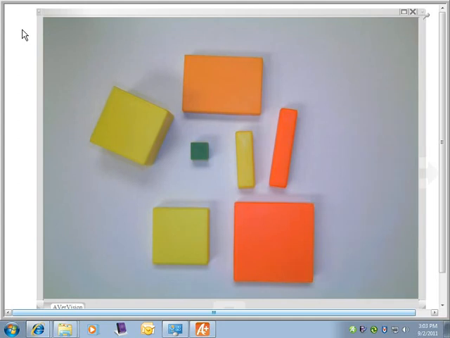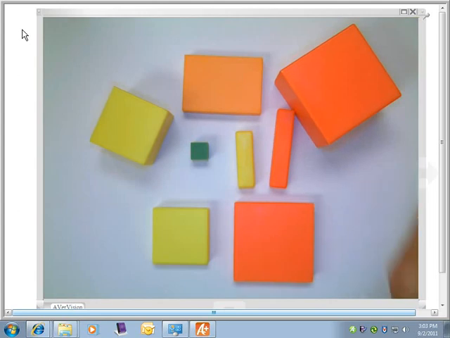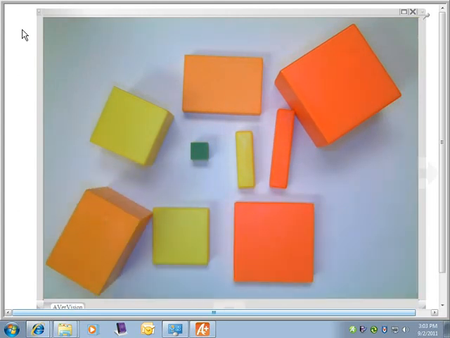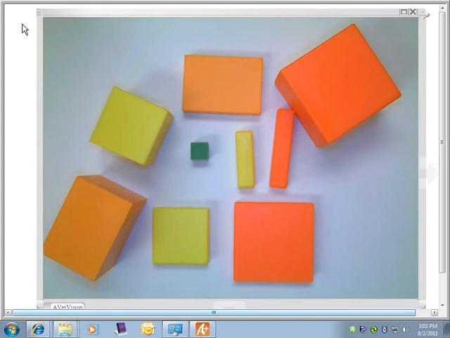We even have a bigger cube and something that's like a box. It's not exactly a cube. So we want to see what the relationship is between all of these different objects that I have here on our screen.